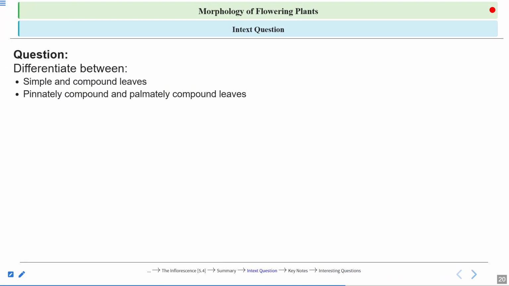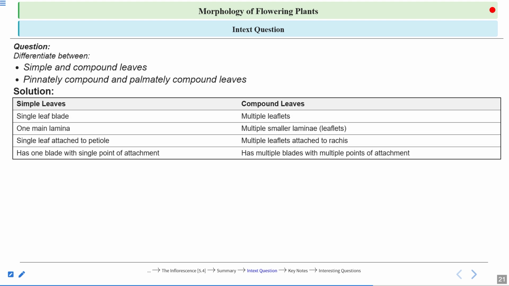So there is a question here. Let's discuss this question. You have to differentiate between simple and compound leaves, and then you have to differentiate between pinnately compound and palmately compound leaves. Now let's first talk about the difference between simple leaves and compound leaves. So what is the difference here?